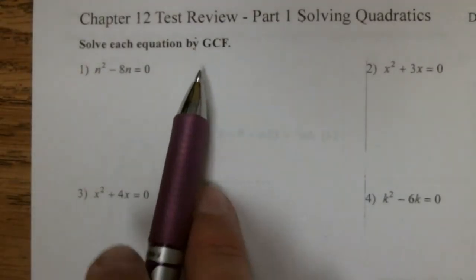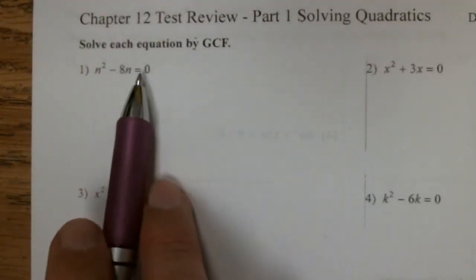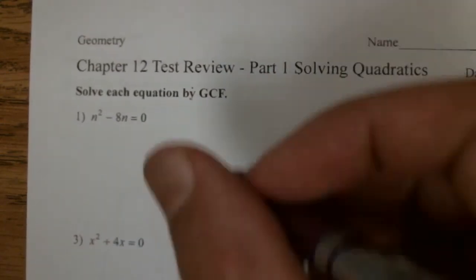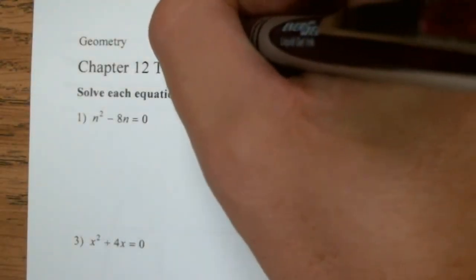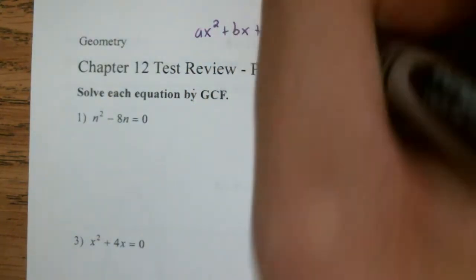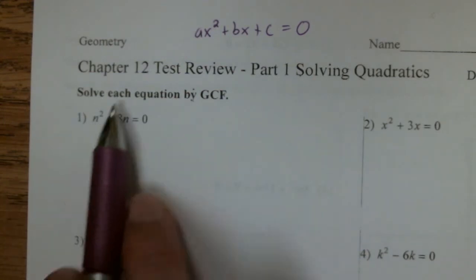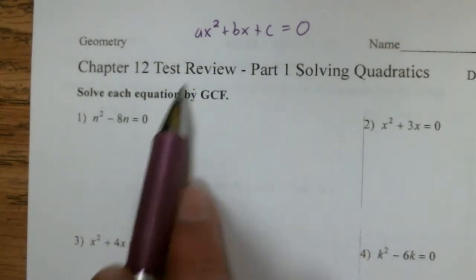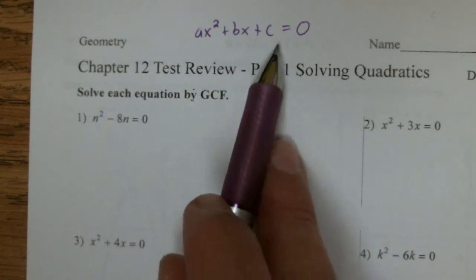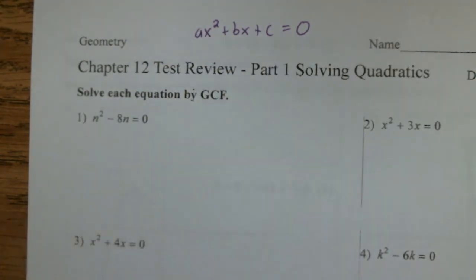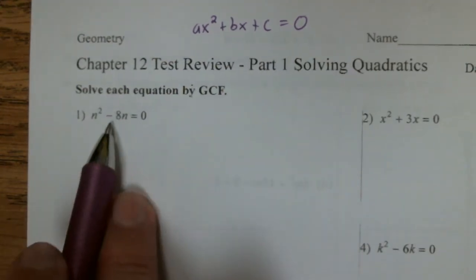Okay, with the GCF method, we're only using this method when we don't have a C term. So if we write down our standard ax squared plus bx plus c equals 0, that's our standard form, our basic quadratic equation. Notice I've got the squared term and the middle term, but I don't have the c term. So when you don't have that number, you can use GCF, and I'm simply going to factor out the GCF, which in this case is n.